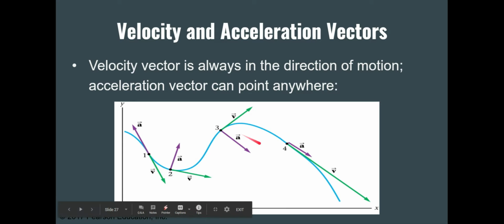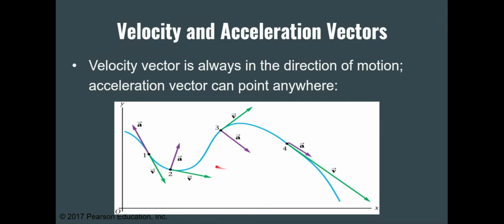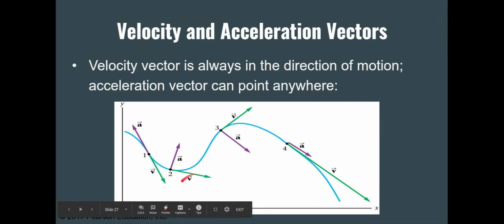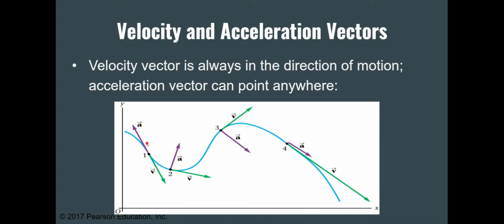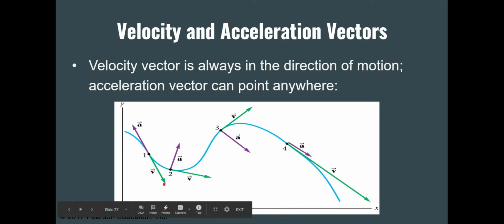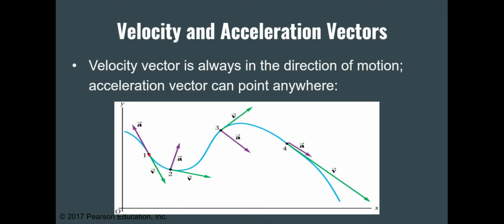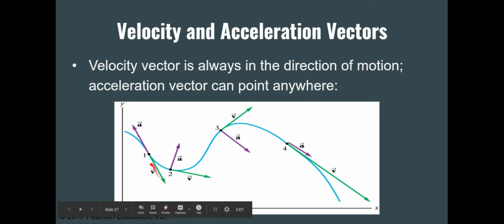So we have points 1, 2, 3, and 4, and I'm going to explain points 1 and 2, and then I'm going to give y'all a moment to think about 3 and 4 before explaining those as well. So here at point 1, we see that acceleration and velocity are headed in different directions, which means that at this point, point number 1, the particle is slowing down because acceleration is headed in the opposite direction as velocity. So this particle is moving in this direction, but it is slowing down.